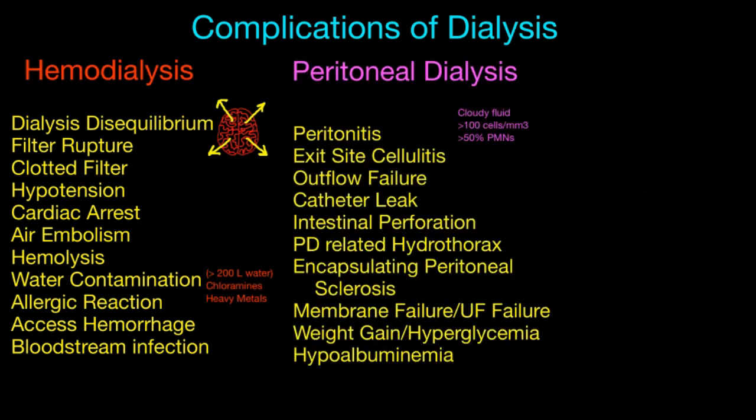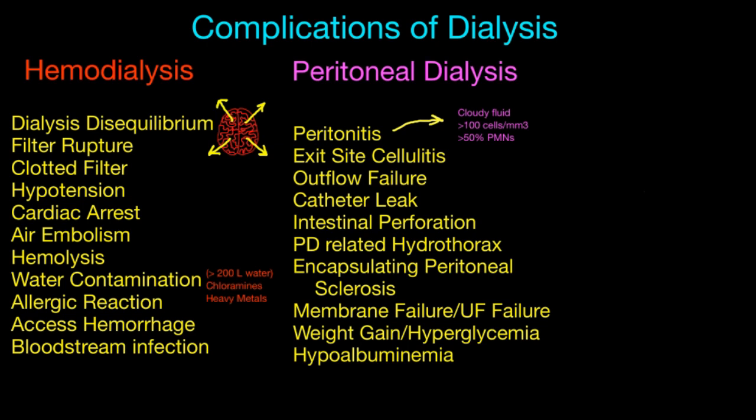Peritoneal dialysis has its own set of unique complications. Number one is PD-related peritonitis. As you can imagine, the catheter is a connection between the peritoneal cavity and the outside world. So any accidental contamination of that sterile procedure can introduce bacteria into the peritoneal cavity. Typically the diagnosis is made by the patient observing cloudy peritoneal fluid. A cell count would show greater than 100 white blood cells per cubic millimeter. And if you did a differential on those white blood cells, greater than half of them should be polymorphonuclear cells.